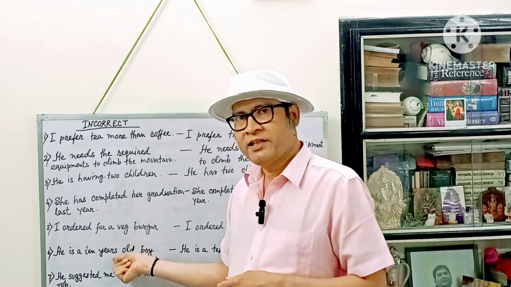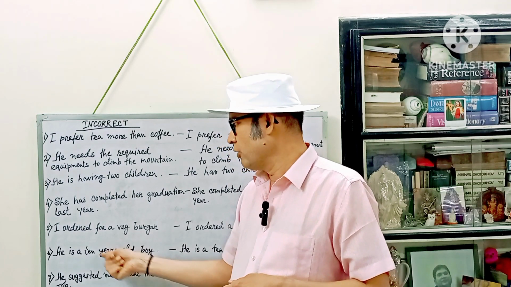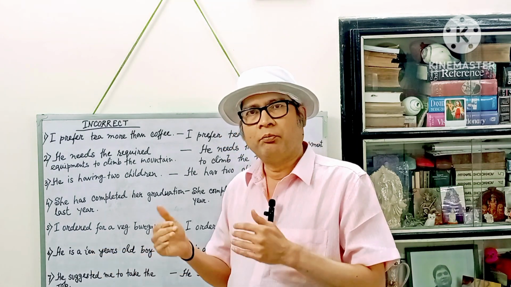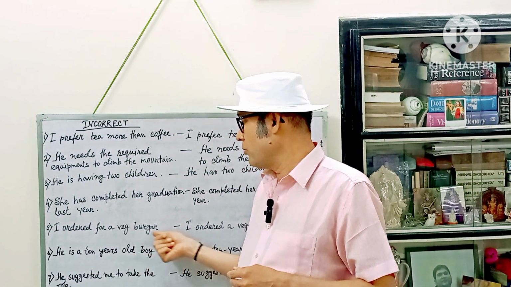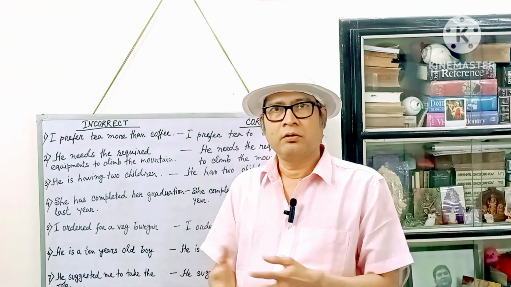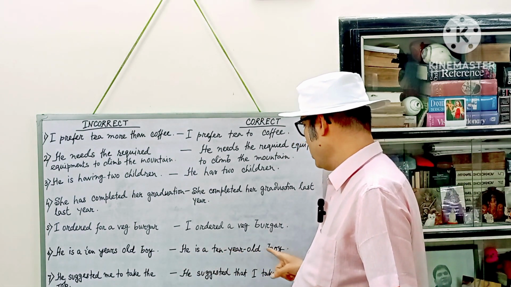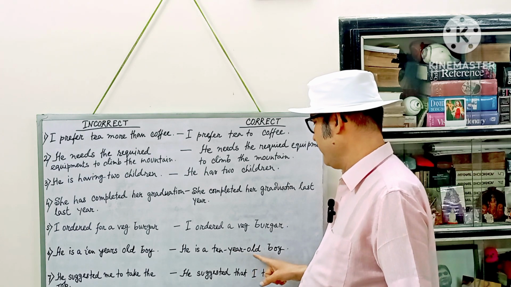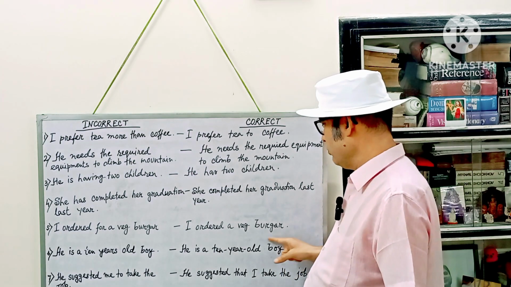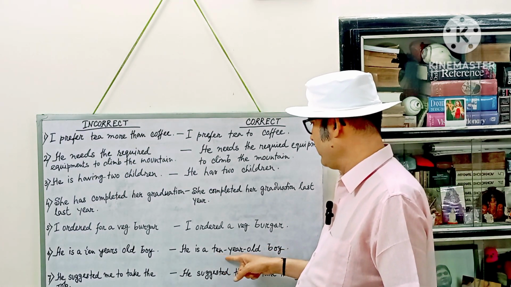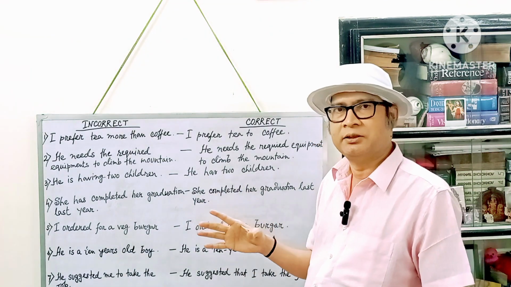So years, the s will be dropped. You cannot use this letter s with year when you are using this as a compound adjective, which is followed by the common noun, boy, girl, man, any common noun. Here you look at the correct sentence. He is a 10-year-old boy. 10 hyphen year hyphen old boy. Now you understand? Why? Because boy, this common noun, is being qualified by this compound adjective 10-year-old. So no years at all, year simply.